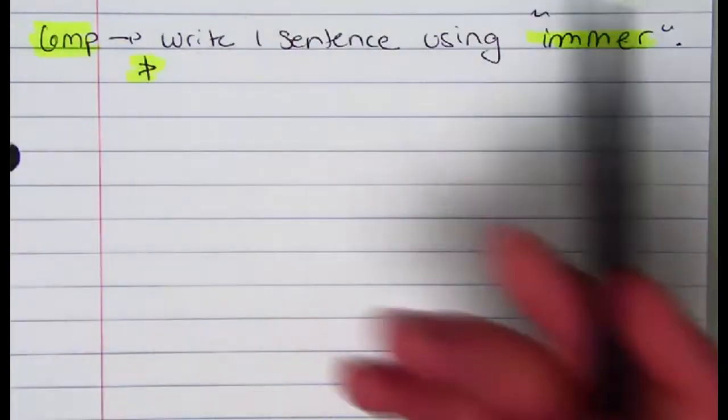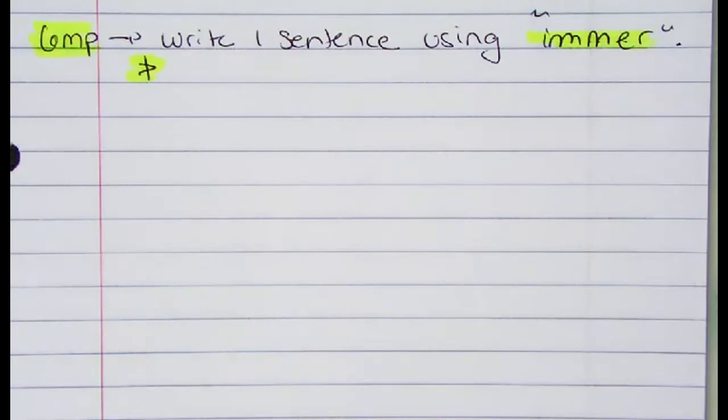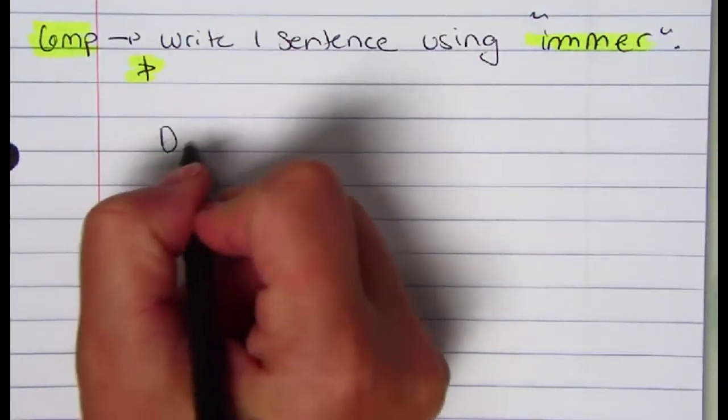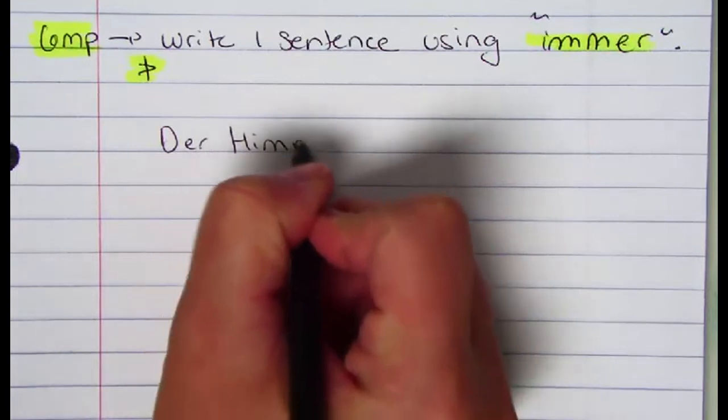Okay, moving on. So we've got how to make our comparatives. We know how to say more and more and better. But what is really important to remember is that we have these fun little things called adjective endings. So I'm going to review really quick when we use those to begin with. So if I had a normal sentence like the sky is blue, der Himmel ist blau.